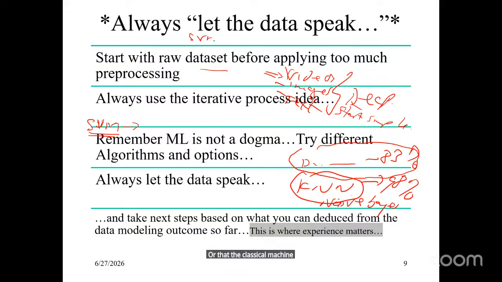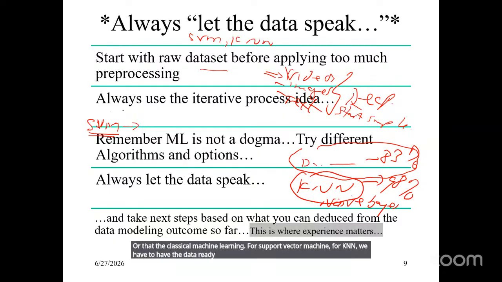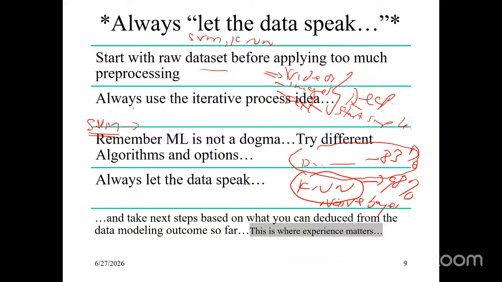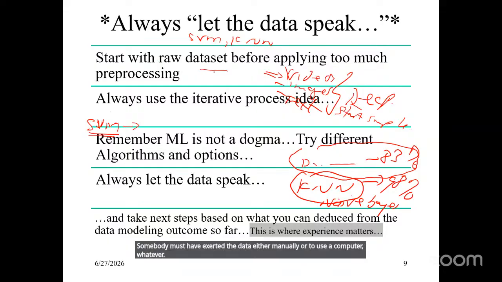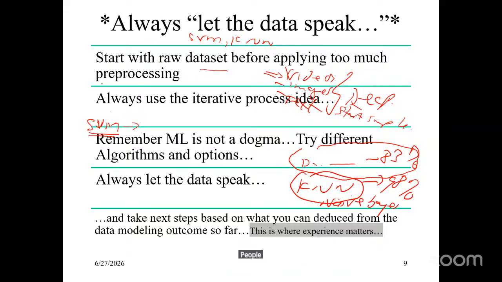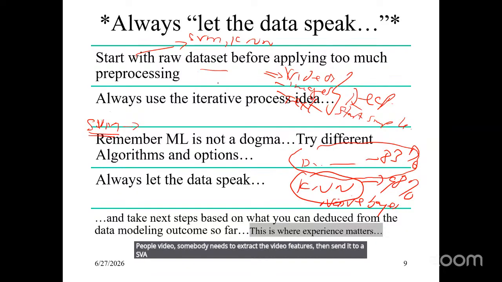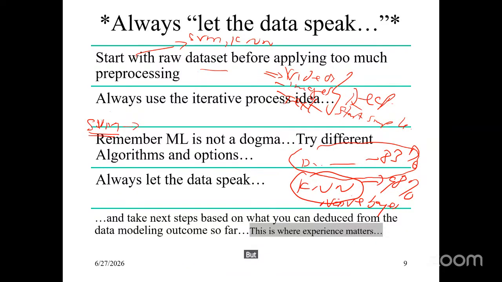For support vector machine, for KNN, we have to have the data ready in an Excel format, or in the format that the platform allows. Somebody must have extracted the data, either manually or using computer, whatever. Even video, somebody needs to extract the video features, then send it to an SVM. But deep learning has that capability to extract the videos, images, text automatically.